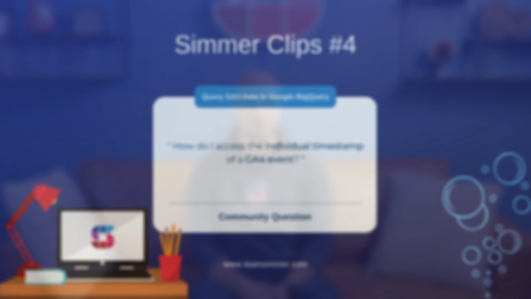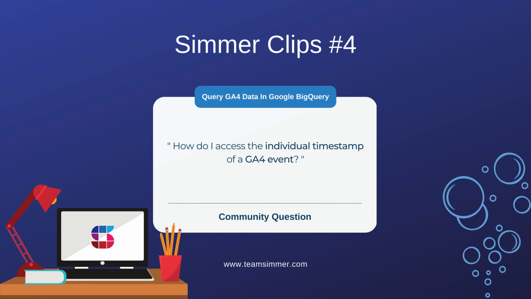And here's the question for today. How do I access the individual timestamp of a GA4 event?